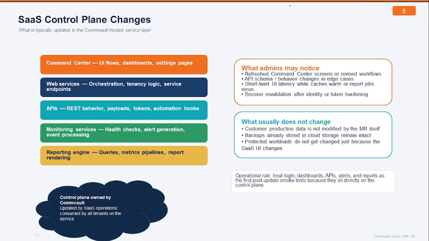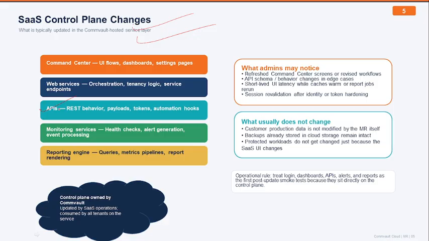That is a SaaS control panel, where you can monitor each and everything. And if you are working as a backup admin, then really it's helpful for you. What is a typical update in the Commvault hosted service layer? Command Center, UI flows, dashboard, setting pages. In web services, orchestration, tenancy logic, service endpoints, APIs, REST APIs.